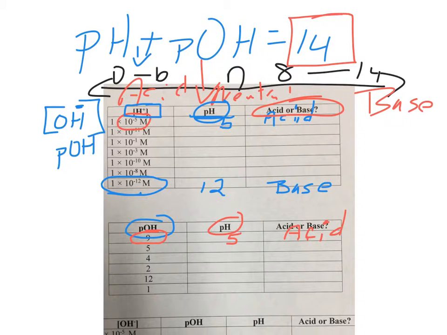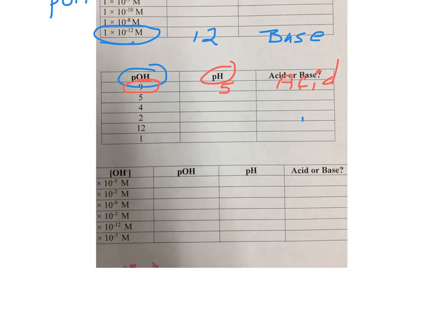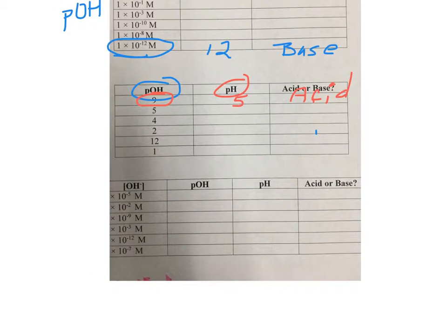Remember, your first thing is you're going to identify if it's an acid, a base, or neutral. Let's look at the bottom part of this. Here they're giving you 1 times 10 to the negative 2. So what's my pOH? Because it's the OH. If you have a negative 2, it's just a regular 2, right?